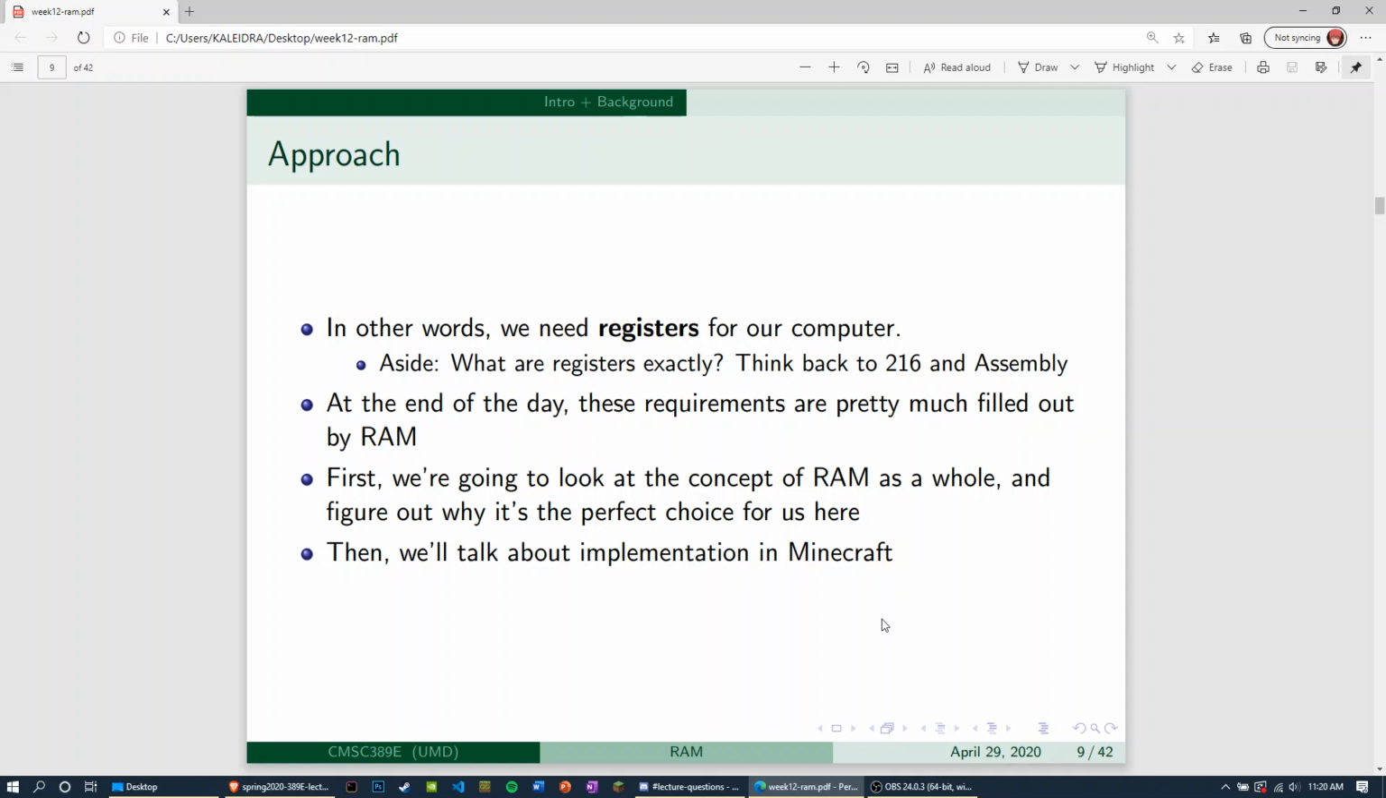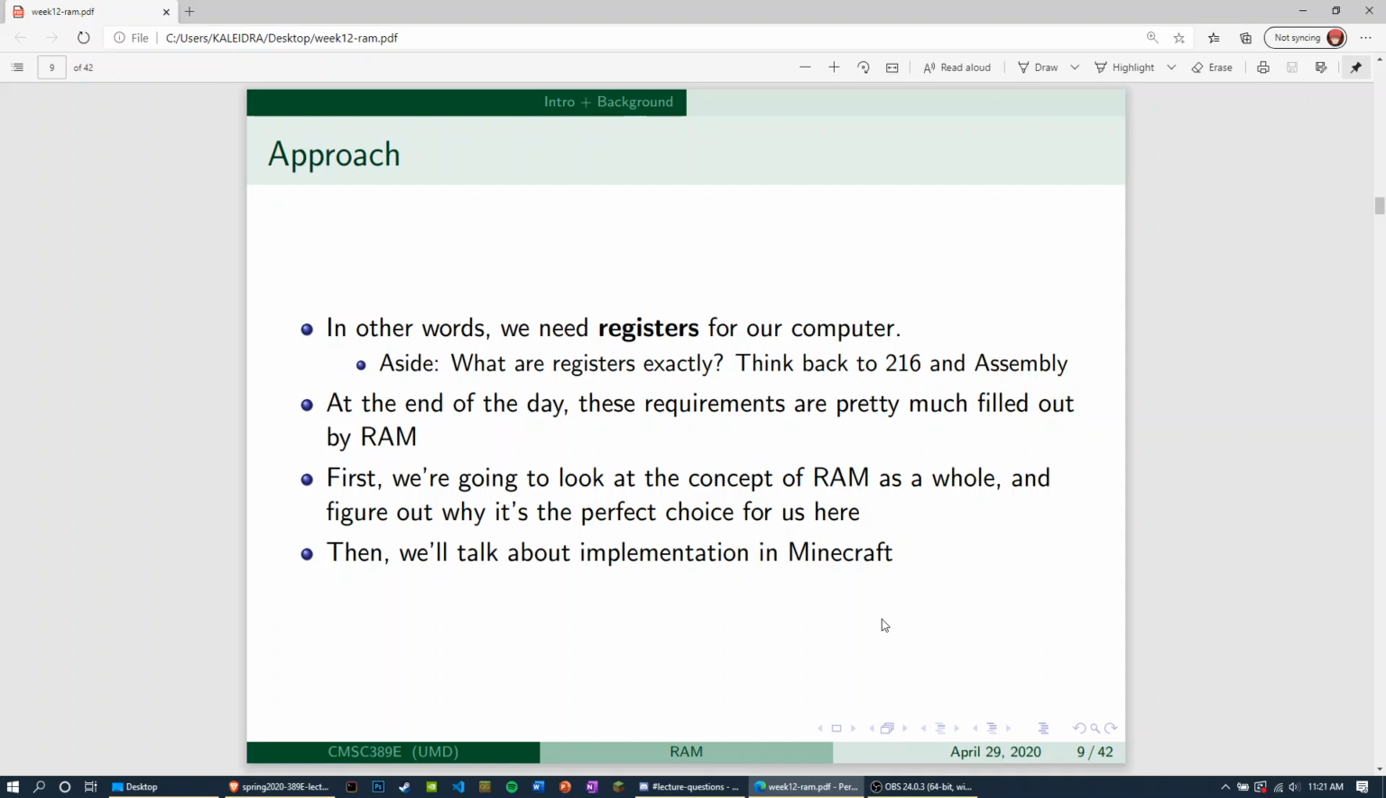And at the end of the day, just like I said when I was going on my spiel in the previous slide, these requirements are pretty much filled out by RAM, right? So first, we're going to take a look at the concept of RAM as a whole. Then we're going to figure out why it really is the perfect choice for us here. And finally, we'll talk about implementing this in Minecraft.